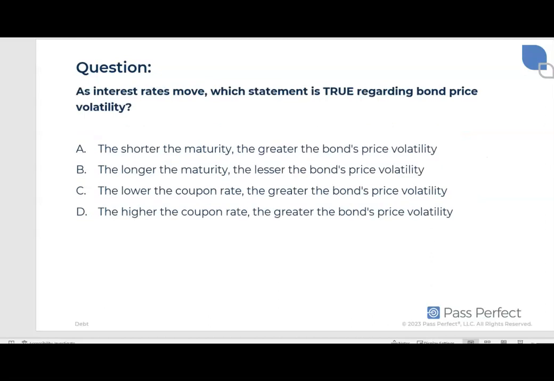As interest rates move, which statement is true regarding bond price volatility? A, the shorter the maturity, the greater the bond's price volatility. B, the longer the maturity, the lesser the bond's price volatility. C, the lower the coupon rate, the greater the bond's price volatility. Or D, the higher the coupon rate, the greater the bond's price volatility.